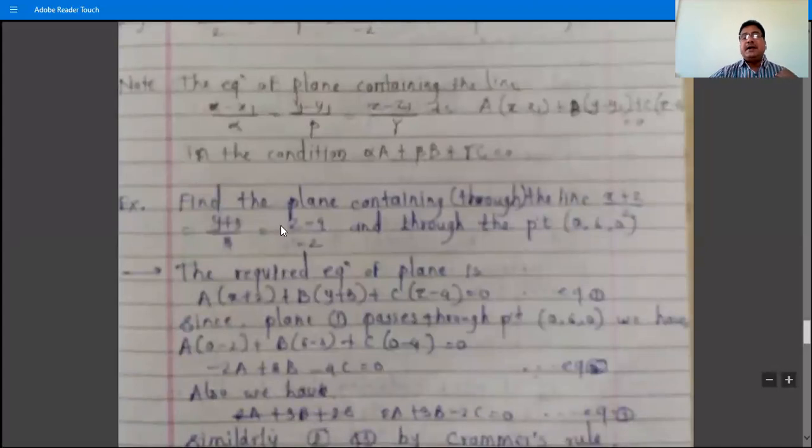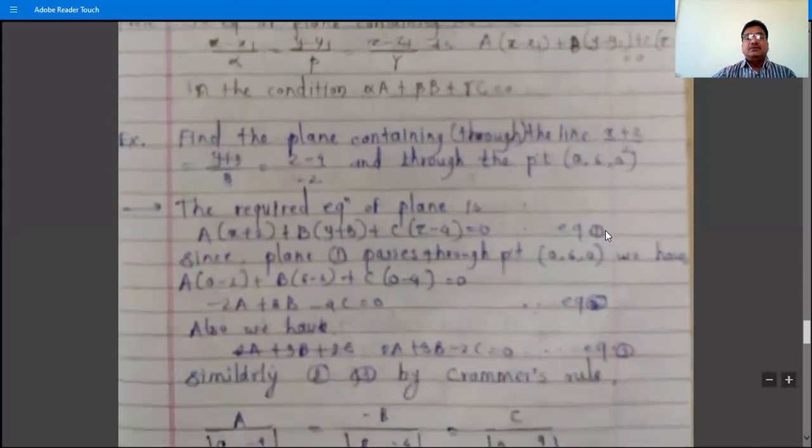So the question is: find the equation of the plane containing the line, or through the line, (x plus 2)/2 = (y plus 3)/3 = (z minus 4)/(minus 2), and through the point (0, 6, 0). Okay, so the point is (0, 6, 0). We have to find the equation of the plane through the line.